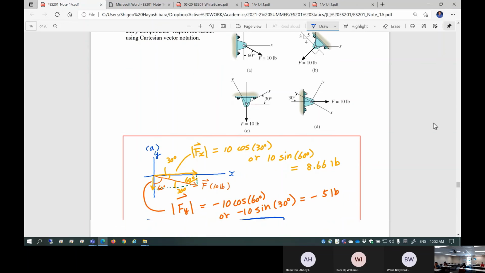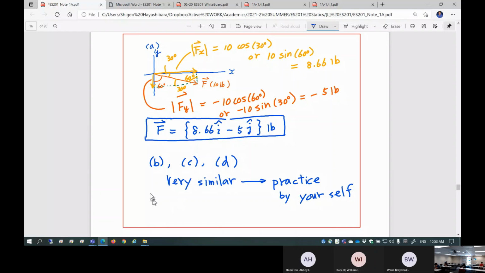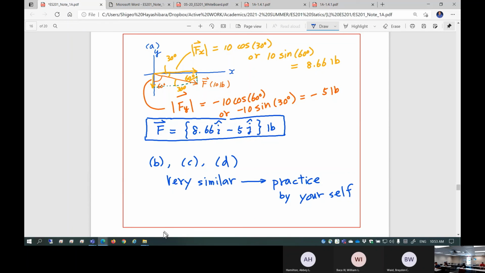Now, the rest of the problem is about the same. So please do B, C, and D by yourself. Very similar. You're going to resolve into x and y components. Practice by yourself. I'm going to give you this page today, and I'm going to show you the rest of the solution for B, C, D. I'll send you updates today.